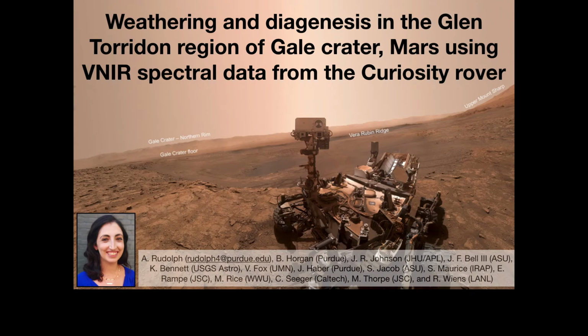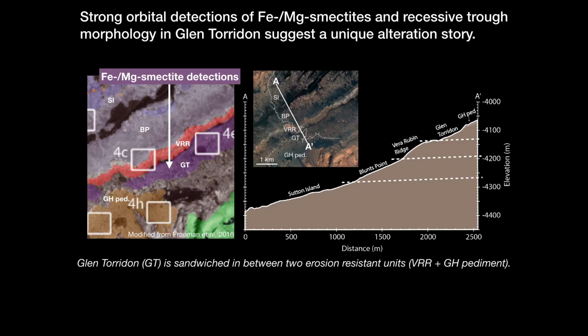My name is Amanda Rudolph, and I will be talking to you today about weathering and diagenesis in the Glen Torridon region of Gale crater, Mars, using visible to near infrared spectral data from the Curiosity rover. Glen Torridon is a unique region in Gale crater, both compositionally and morphologically.